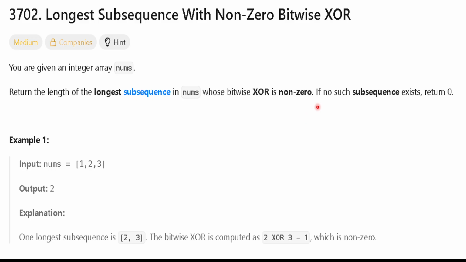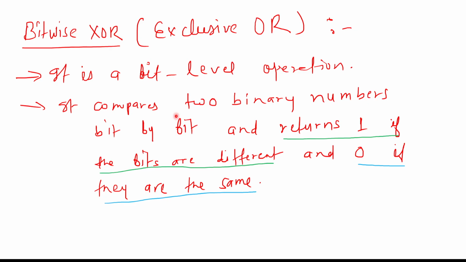The question says that if no such subsequence exists, we will return 0. For example, we are given these nums and the output is 2. Why? Because the longest subsequence is 2 3. If you take the bitwise XOR of 2 and 3, it will come to 1, which is non-zero. If the XOR of the whole subsequence comes as 0, you will return 0. Let's first understand this.